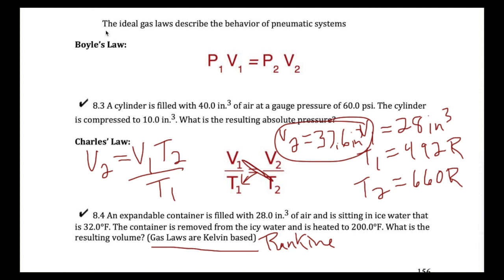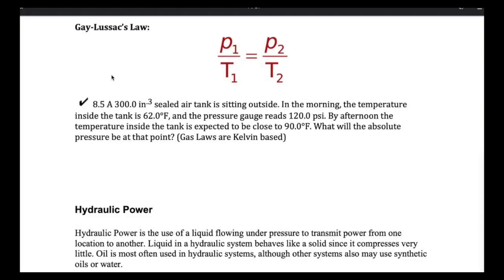Okay, we have one more law here. We have Gay-Lussac's law. Gay-Lussac's law relates the pressure to the temperature. It says a 300-inch cubed sealed air tank. That's the volume, but the volume's not in here anywhere, so that is completely irrelevant. It's not part of the problem. In the morning, the temperature inside the tank is 62 Fahrenheit. So 62 plus 460, T1 is 522 Rankine.